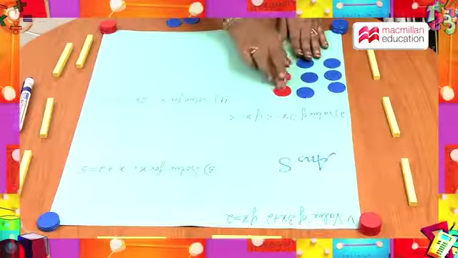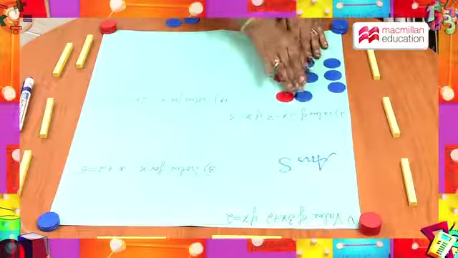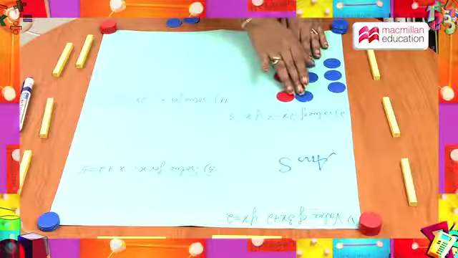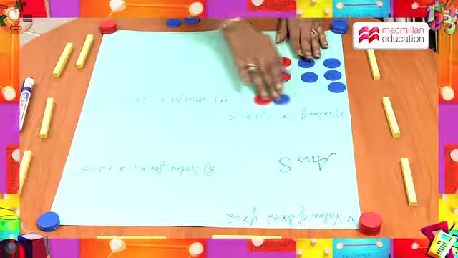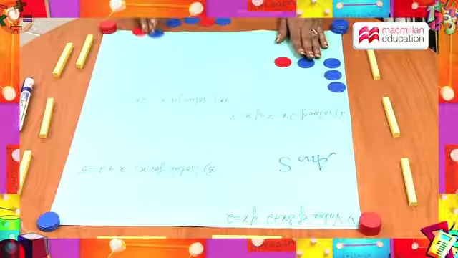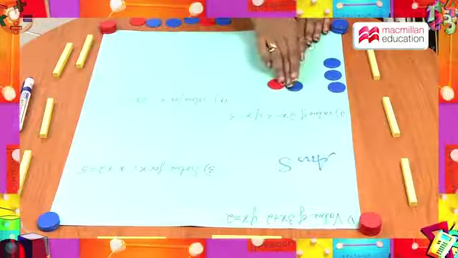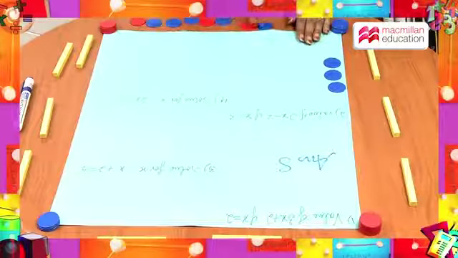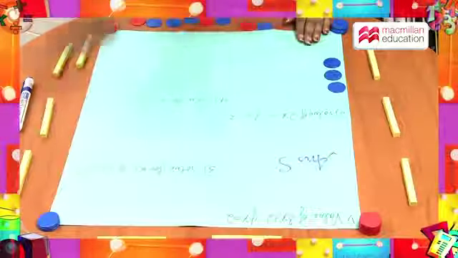This is +1 and this is -1. Together plus 1 and -1 will form a 0 pair. 0 pair means it gets removed. I have another 0 pair, so that also gets removed. This is my third 0 pair, so that also gets removed. So what is left? 3 blue counters.